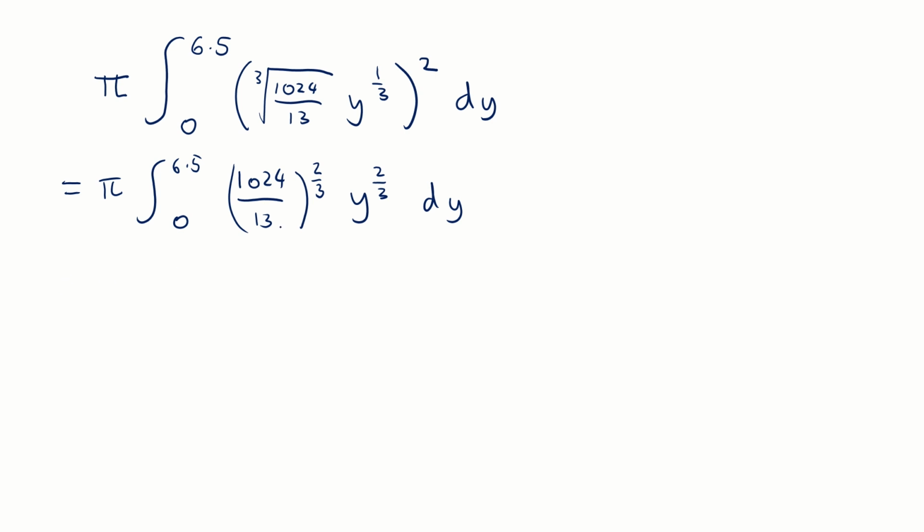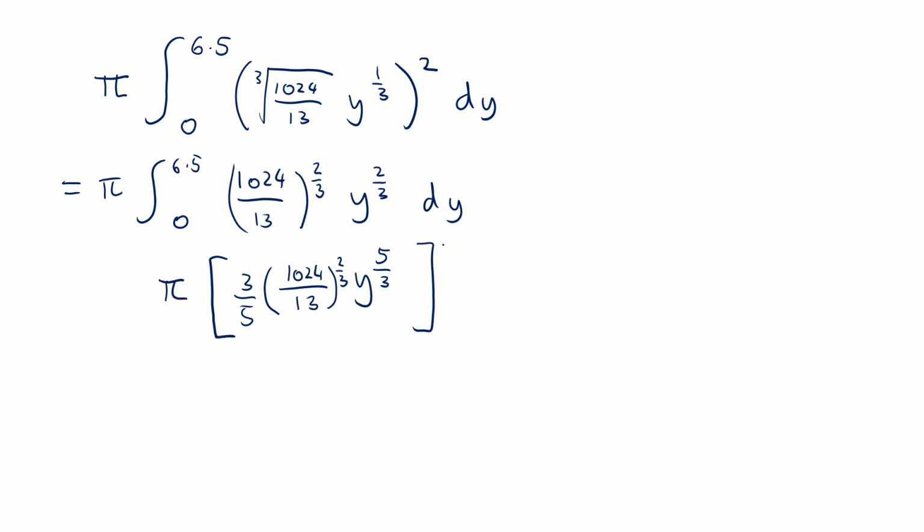And then we just got to integrate. So we're going to add 1 to the power, which means we're going to end up with y to the power of 5 over 3. And then we're going to divide by 5 over 3, which means you're obviously going to have 3/5 of the 1024 to the power of 2/3, I should say, to be precise. As I said, not a very nice coefficient, but it doesn't matter. The calculator can deal with that.